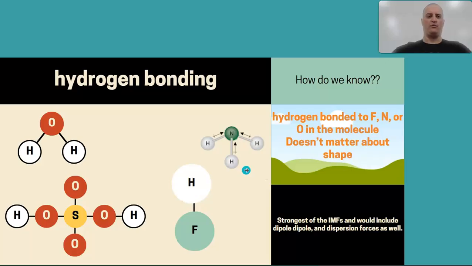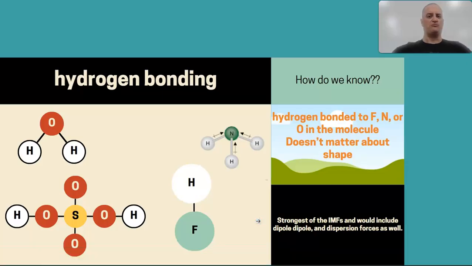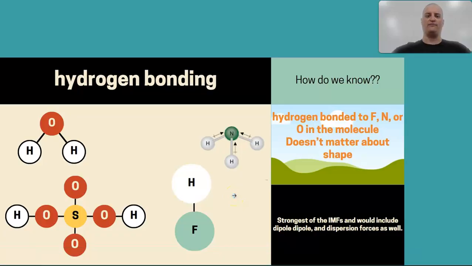Hydrogen bonding, also polar, but we have particular elements bonded together. So this is when we have fluorine, nitrogen, or oxygen in the molecule bonded to a hydrogen. Now that's the key. It needs to be bonded to the hydrogen. It can't just be in the molecule somewhere. So you can see from these different examples, we have bonds between. This is the strongest intermolecular force and would include dipole-dipole and dispersion forces as well. So it's pretty critical that you can identify what type of intermolecular forces are present, because that will affect the properties that these will have.